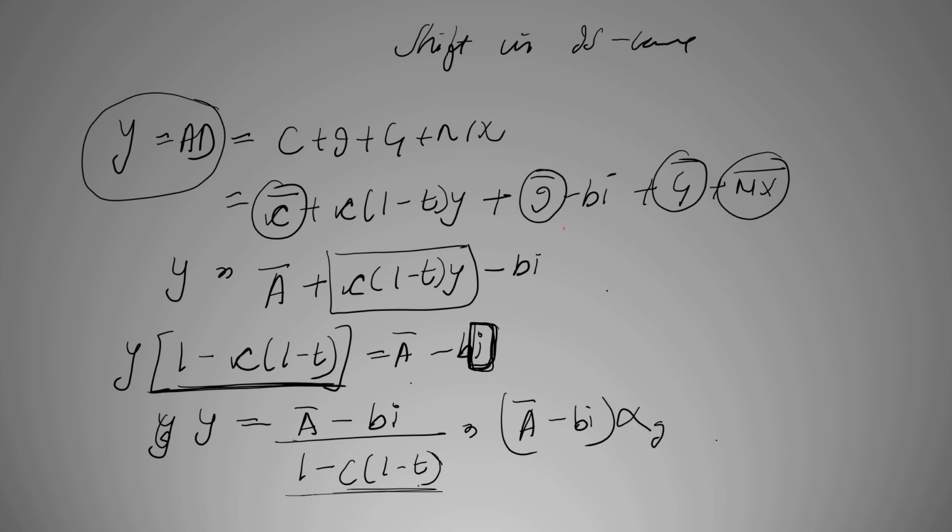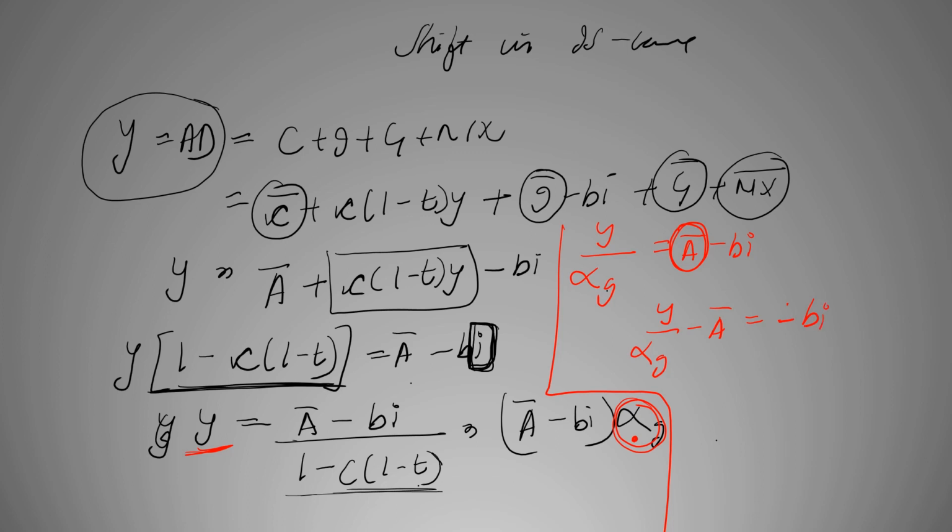Now let's start from over here. If we take this term on our left hand side, it is going to divide Y, so we have Y by the multiplier equal to A minus bi. Now we will take this A on our left hand side, so it's going to be minus A plus Y by the multiplier equal to minus bi, right? In order to remove this negative sign, we can multiply both sides by minus one, so we get A minus Y by the multiplier equal to bi.